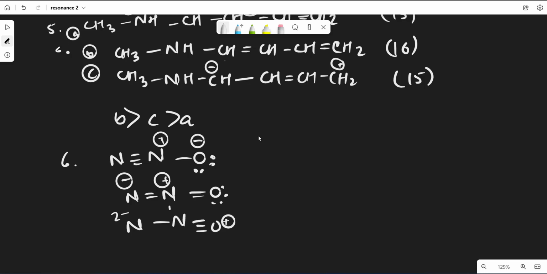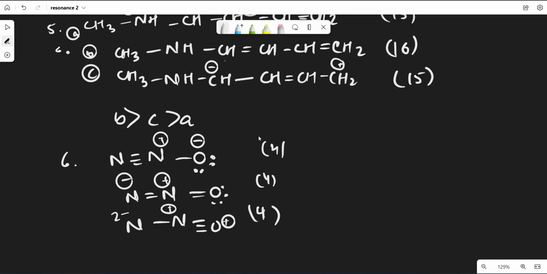Two negative and one positive. Okay, so you need to compare these. Bond order all has 4, 4, 4. Number of bonds is the same. Then next we need to see polar, non-polar. All are polar, so we can't compare on the basis of that. Then what we need to see is that like charges should be at the maximum distance and unlike charges should be at minimum distance.